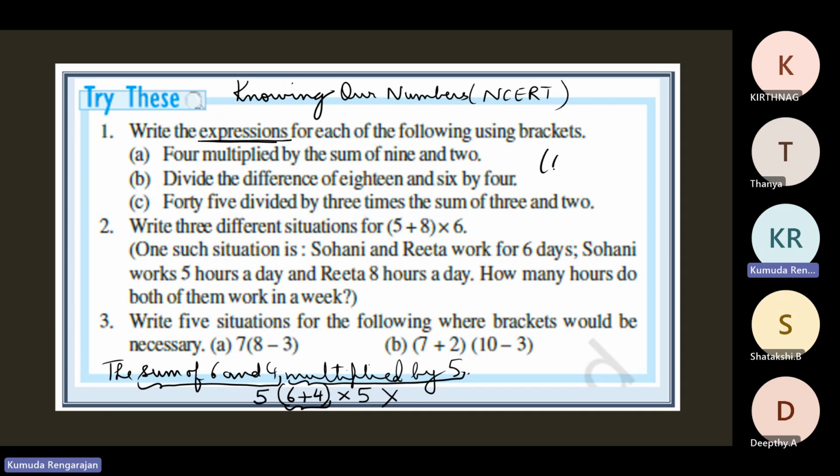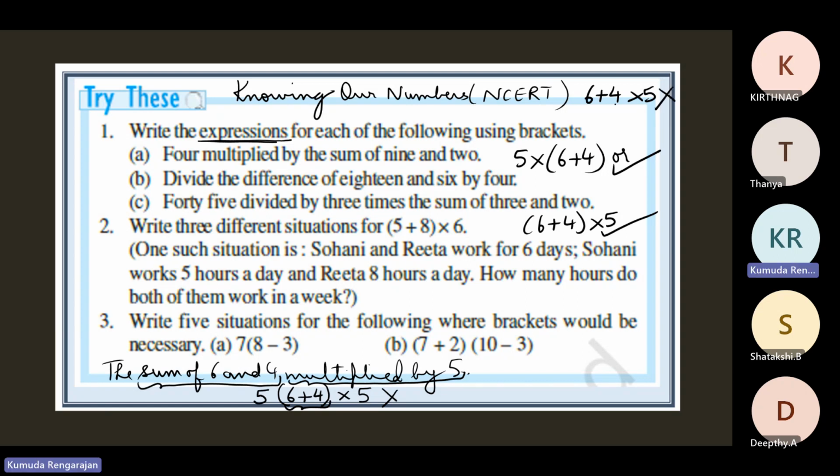Or you can even write it like this, 6 plus 4 in a bracket, and put a 5 here also. But you have to use the bracket. That is very important. You can write this as 5 times the bracket 6 plus 4, or the bracket 6 plus 4 times 5 like this. Both are correct. But if you write 6 plus 4 multiplied by 5 without a bracket, it is incorrect.